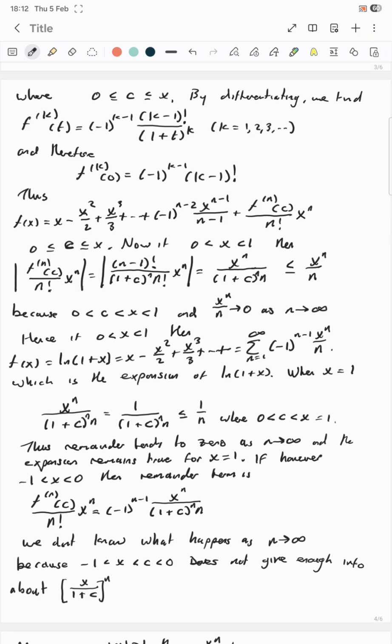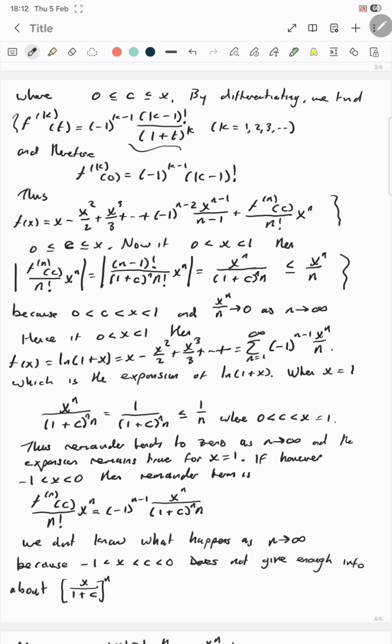Now by differentiating, we find that f to the k of t equals this, for k equals 1, and so on. Therefore f to the k of 0 equals minus 1 to the k minus 1, k minus 1 factorial. Thus by Taylor's theorem, we get this here, with this c bound between x and 0. Now if our x is between 1 and 0, then we get this.